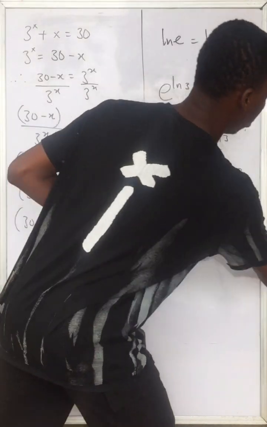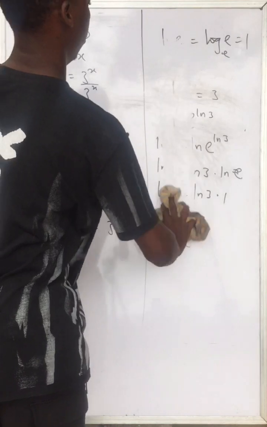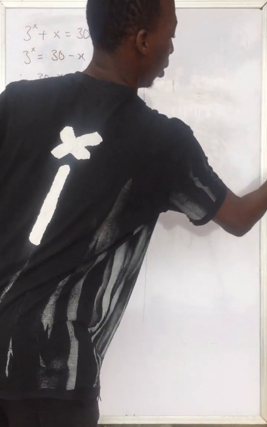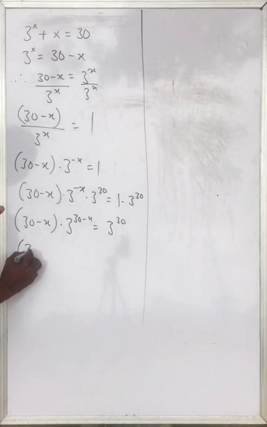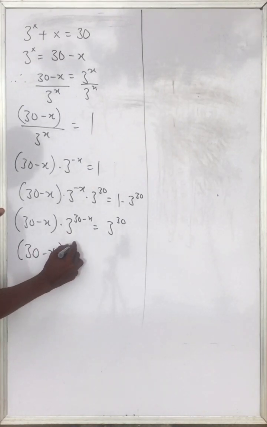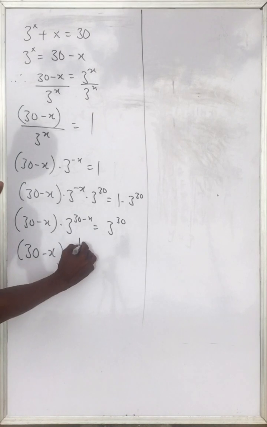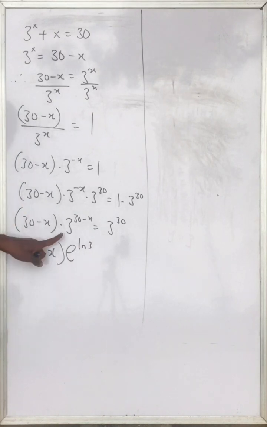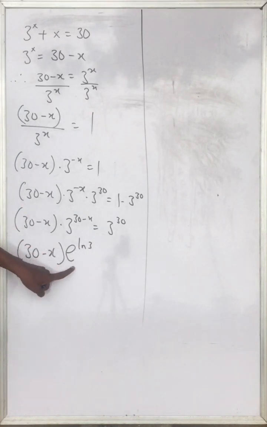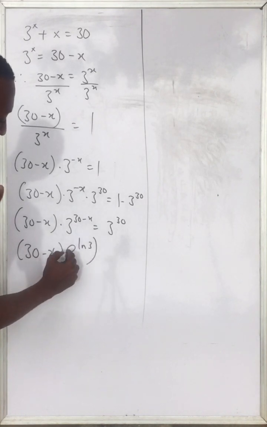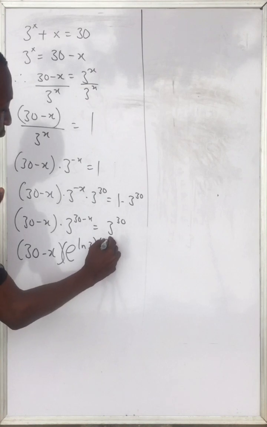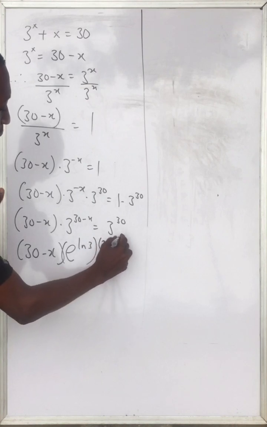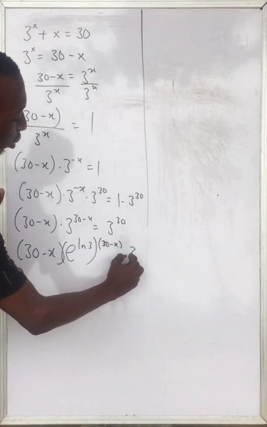So continuing my solution, that means I can replace this 3 here with the exponential of the natural logarithm of 3. This 3 you are having here is the same thing as this. Remember, there's an exponent of 30 minus x here, which equals 3 to the power of 30.